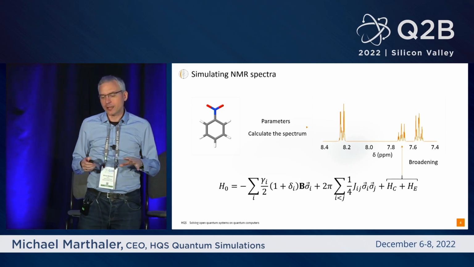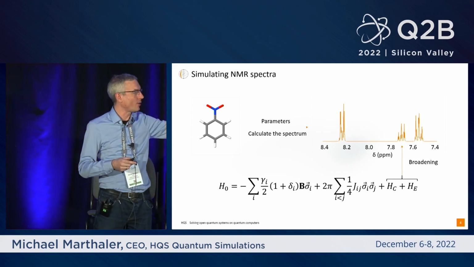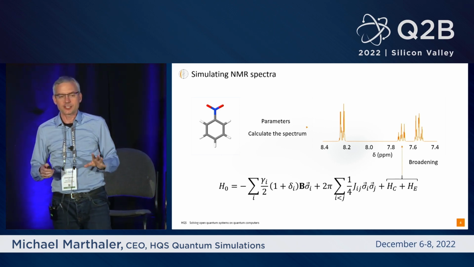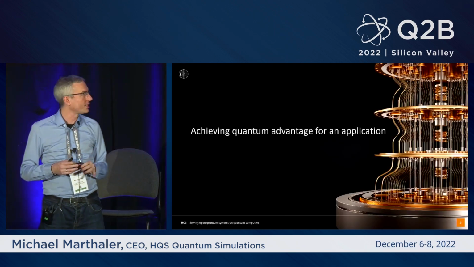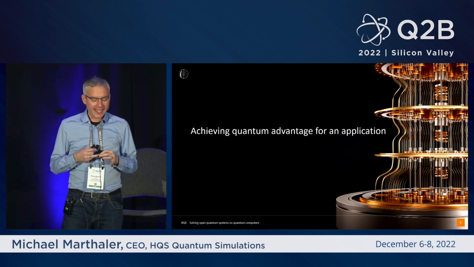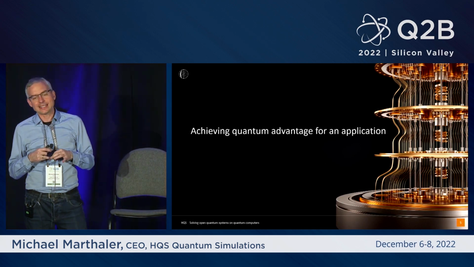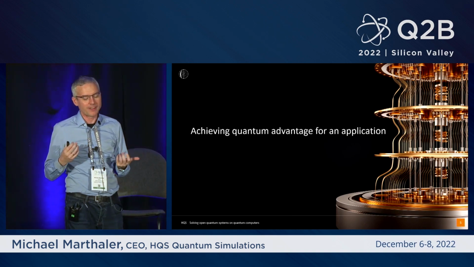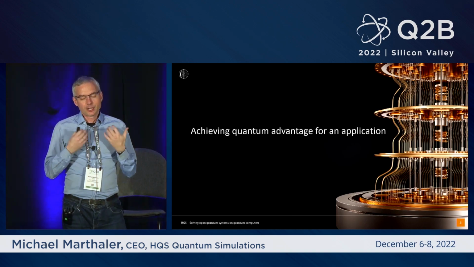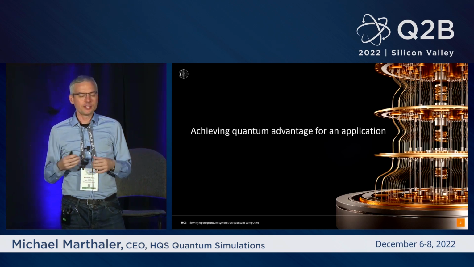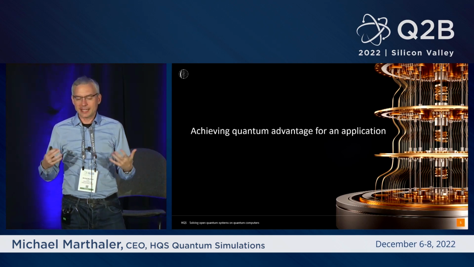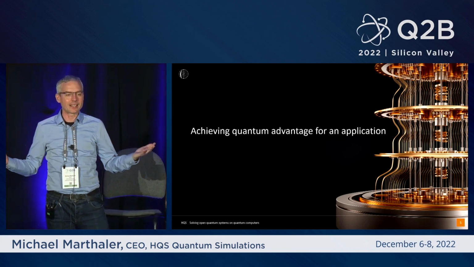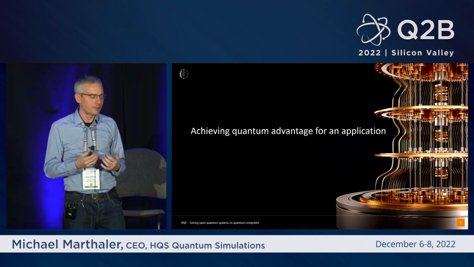But now I want to switch gears and use this topic, calculating the spectrum for a spin system, to talk a little bit about quantum advantage. I think we all understand that the major thing that needs to happen in our field is that we achieve quantum advantage for an application. Quantum advantage itself has been shown. And when I say quantum advantage, I mean what also is called quantum supremacy, where the quantum computer does something that cannot be done with a classical computer.